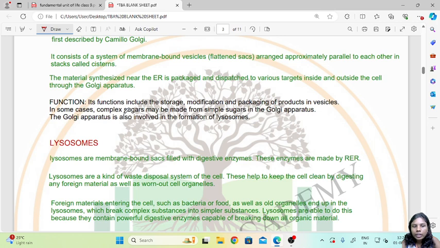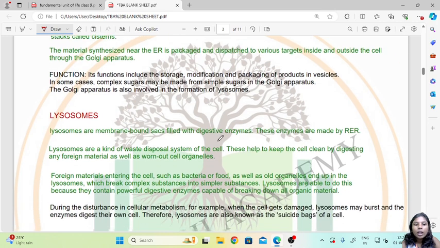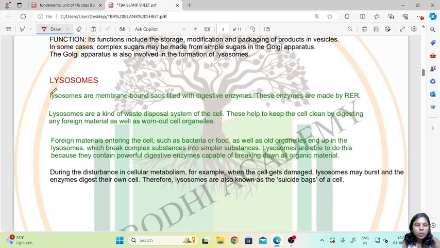The Golgi apparatus is also involved in the formation of lysosomes. Now what are these lysosomes? Lysosomes are membrane bound sacs filled with digestive enzymes. These enzymes are made by rough endoplasmic reticulum. So lysosomes are membrane bound sacs which are filled with these digestive enzymes.